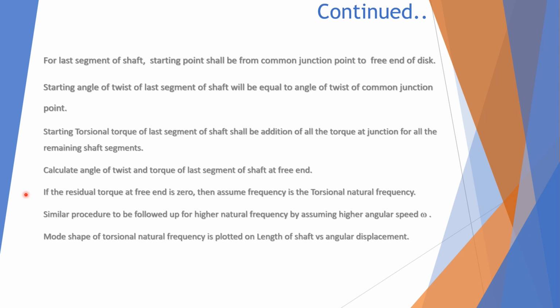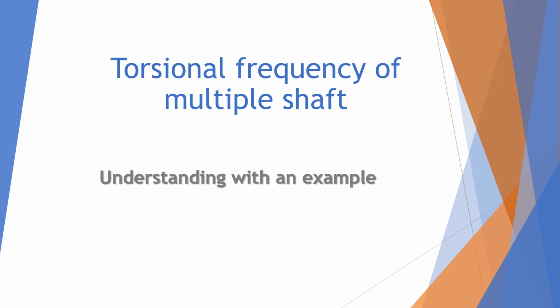Similar procedures to be followed for higher natural frequency by assuming higher angular speed. Mode shape of torsion natural frequency is plotted on length of the shaft versus angular displacement. Now understanding with an example how torsional frequency is calculated for multiple shaft.